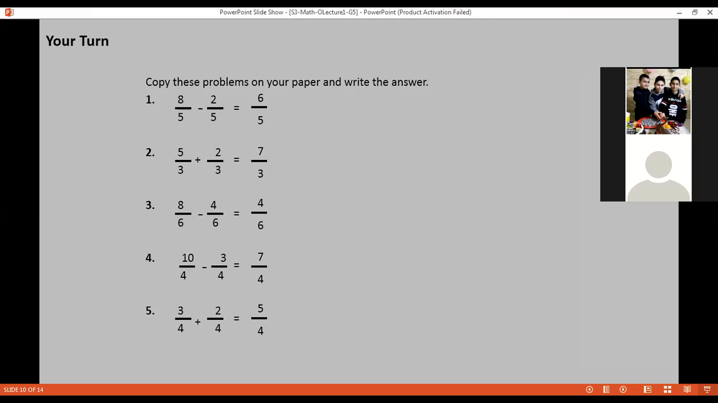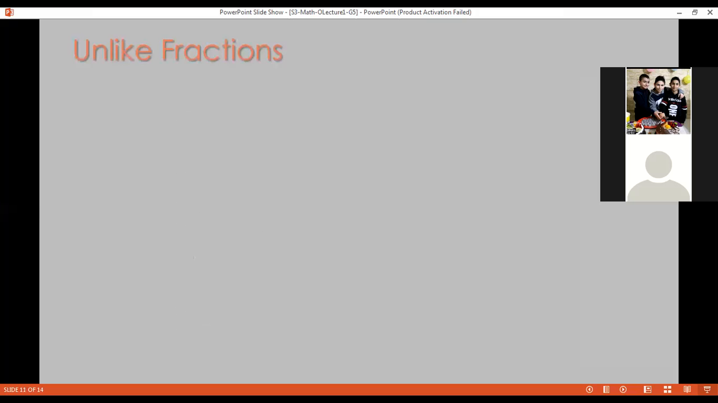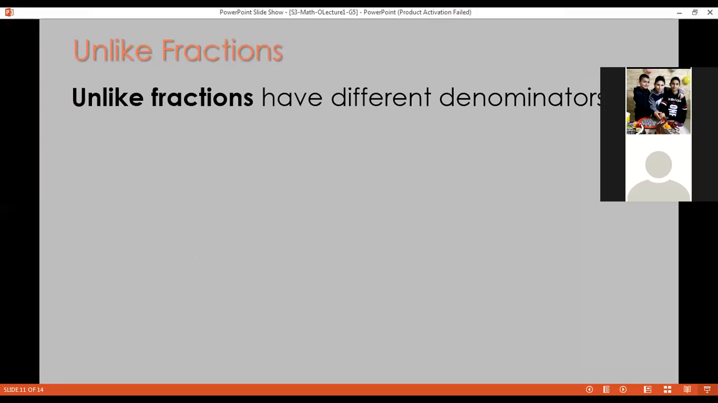Yalla, let us continue. We already learned how we add and subtract like fractions. Now, who can tell me the meaning of unlike fractions? The denominators are different numbers. Excellent. So when the denominators are not the same, unlike fractions have different denominators.